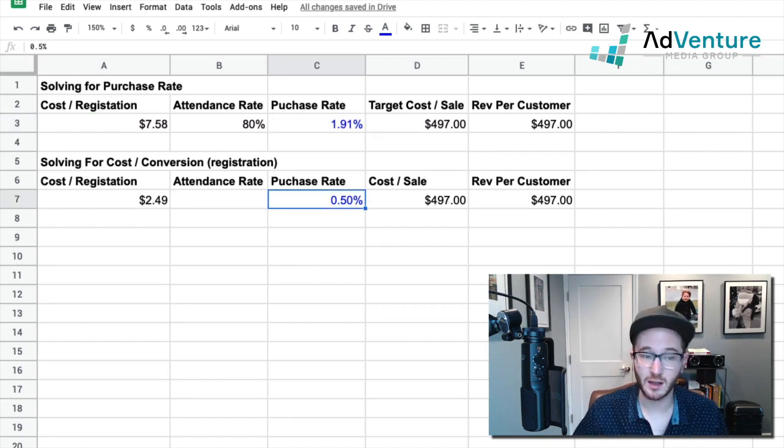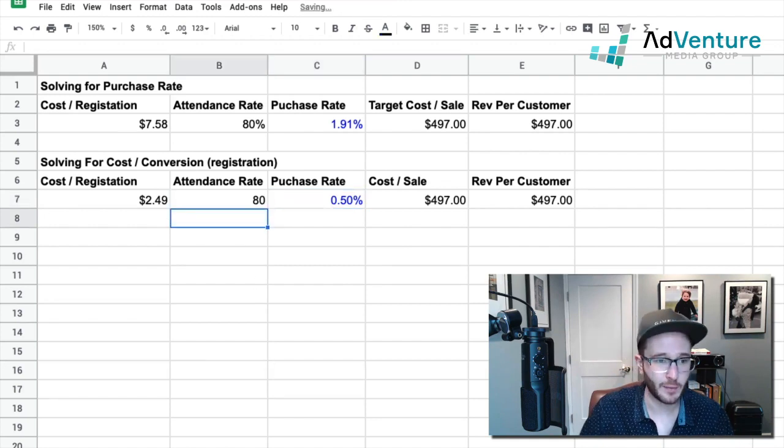So I know now that today at $7.58, I would need a 1.91% purchase rate, which is already getting more reasonable, but still that's 4 times what my conversion rate was yesterday. You also have to deal with reality. The reality of the case is that my conversion rate so far is 0.5%. So if that doesn't improve, and let's say my attendance rate is also 80%, what would my cost per registration have to be?